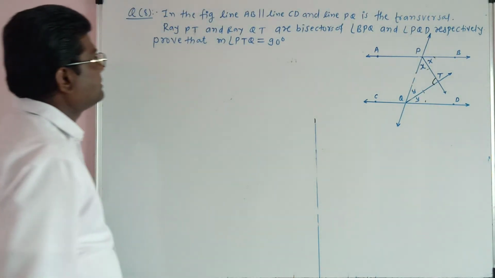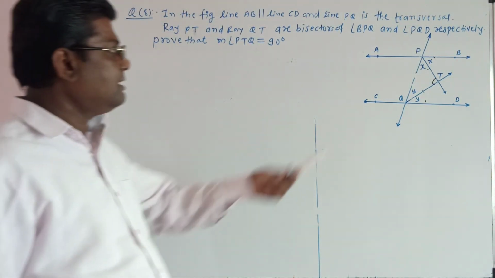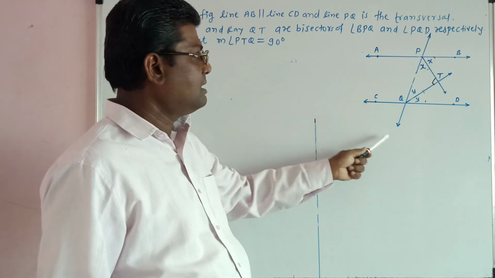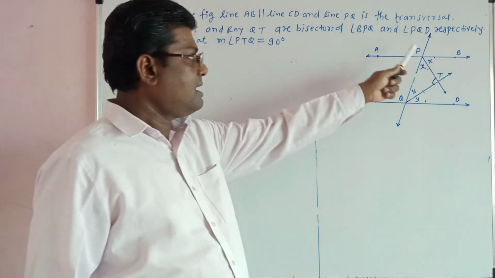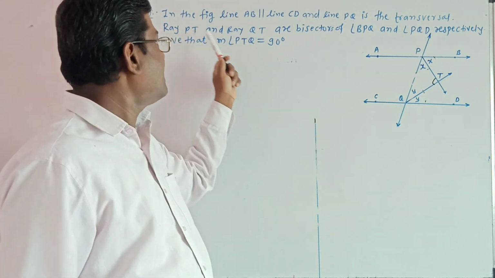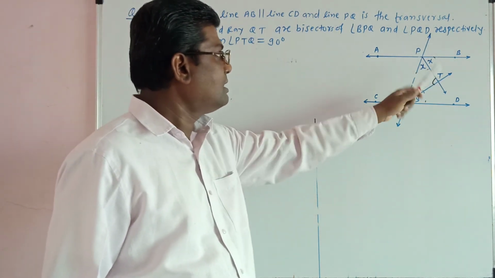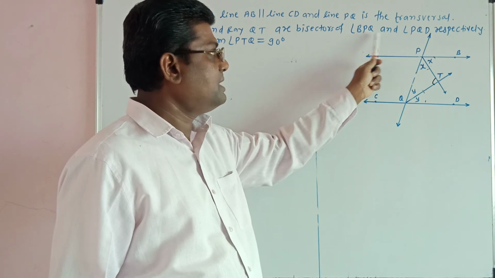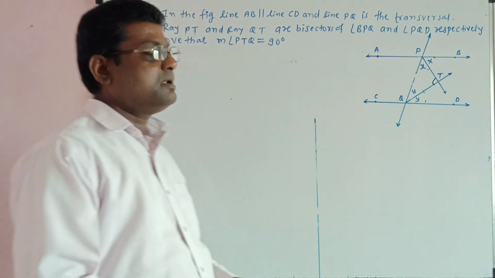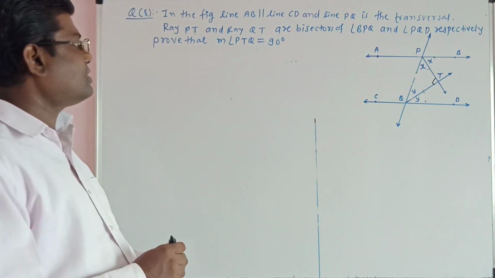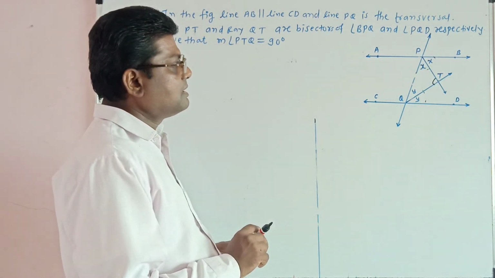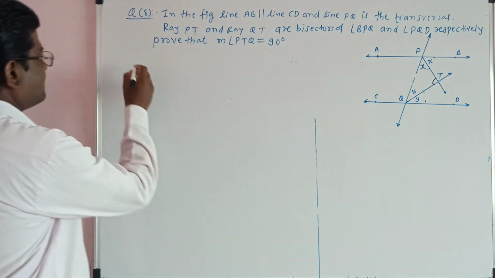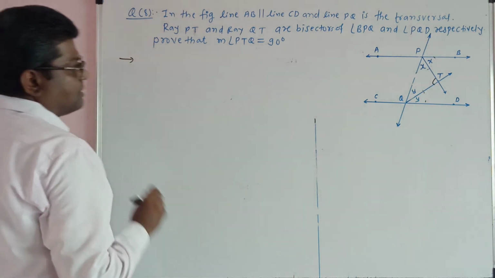Example number 8. In the figure, line AB is parallel to line CD and line PQ is a transversal. Ray PT and ray QT bisect angles BPQ and PQD respectively. Prove that the measure of angle PTQ is equal to 90 degrees. Now let's solve this example.